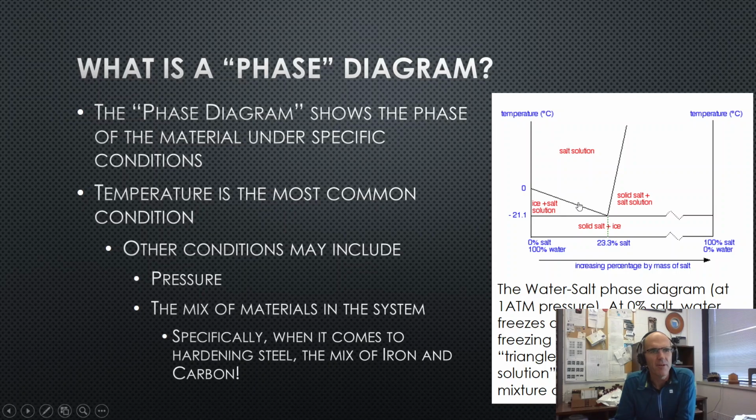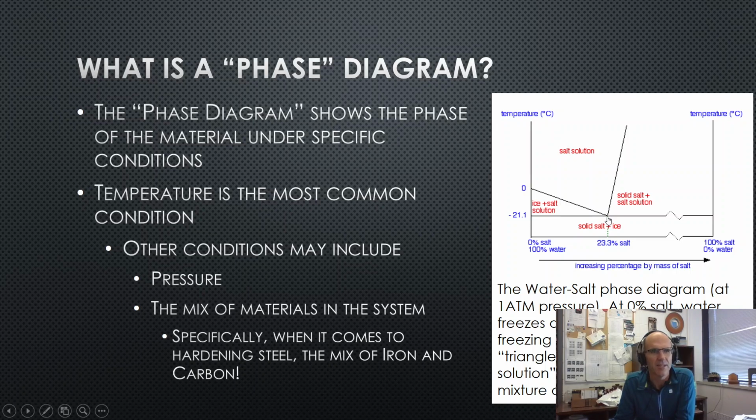And as you keep increasing the concentration of salt, the temperature at which it stops being liquid and starts becoming slush keeps going down and down and down. And eventually you'll reach minus 21 degrees Celsius. At that point, right there, if you drop any colder, then you're just going to have solid ice.